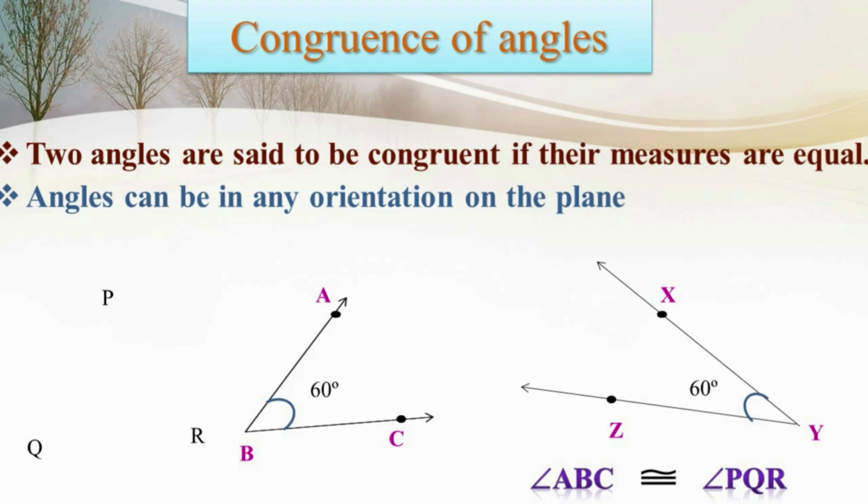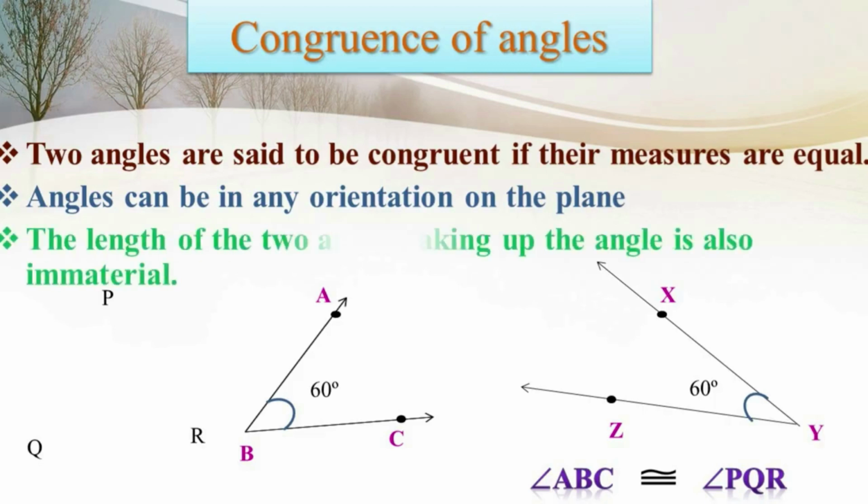If their arms are lengthier or less, then that is not important. That is the third point. The length of the two arms making up the angle is also immaterial. Immaterial means not important. Their measures must be equal. That is the important thing. We have to keep it in mind.